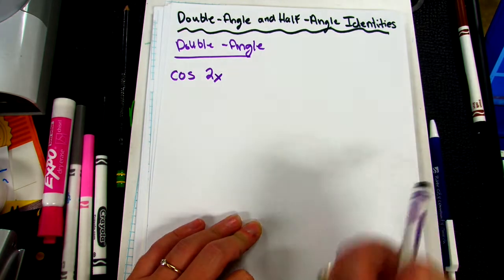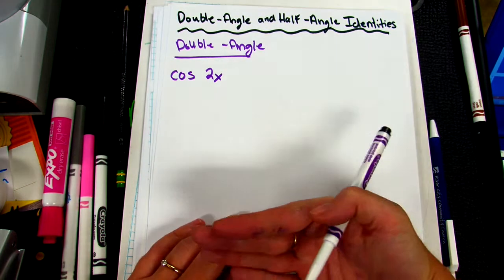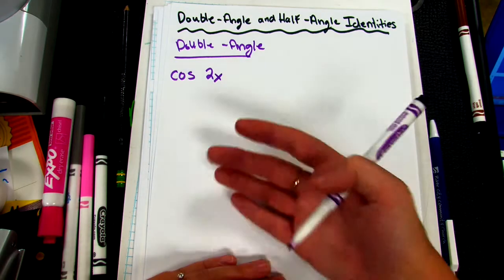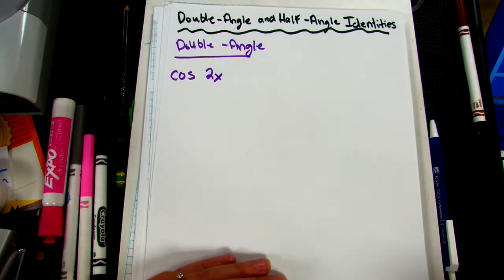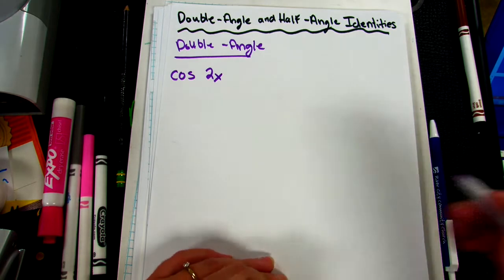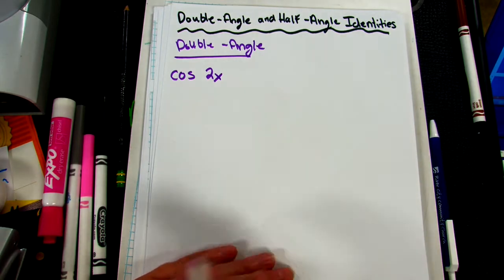We're going to prove it here in a minute. Right now I'm just going to give you the identities, and I'm going to prove a couple of identities, and then for your classwork you're going to be proving identities. So for right now I'm just going to give you the identities.